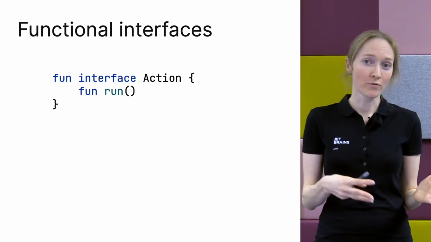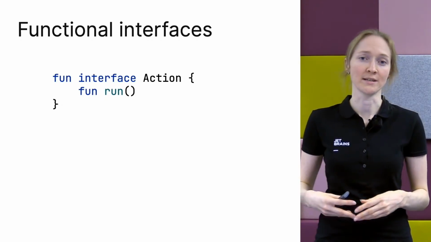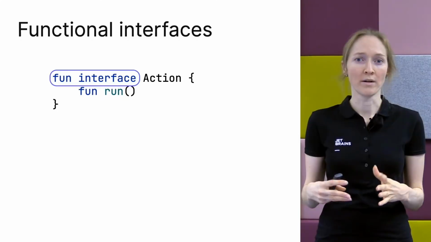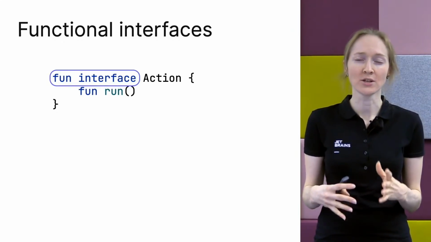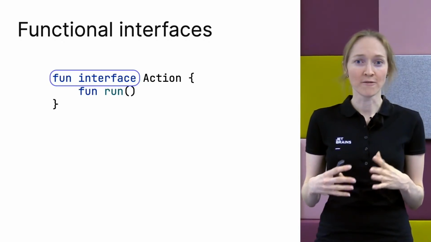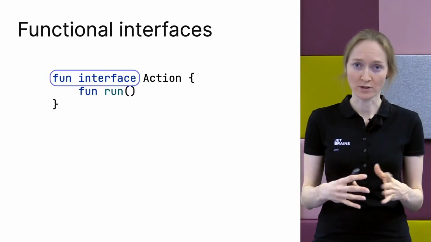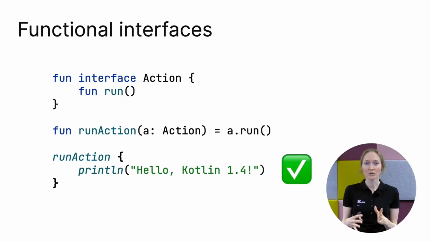In Kotlin 1.4, we're introducing the concept of functional interfaces to address this. Be aware that we're introducing a new combination of keywords, fun interface. You need to add the fun keyword before an interface to make SAM conversions possible for it. Then you can pass a lambda instead of this interface. But this trick only works with functional interfaces.